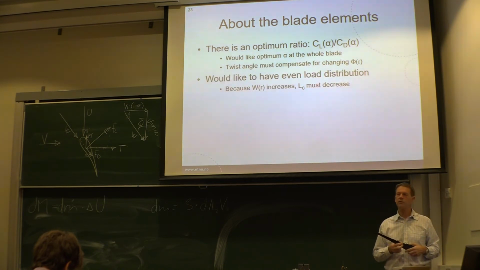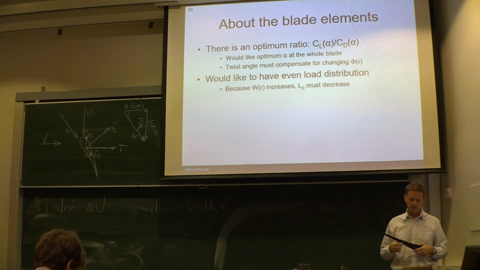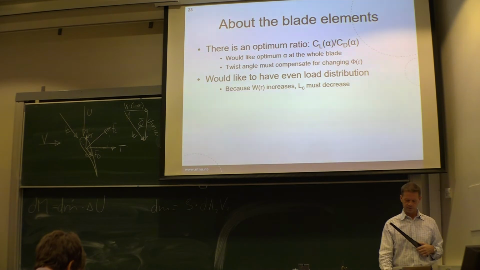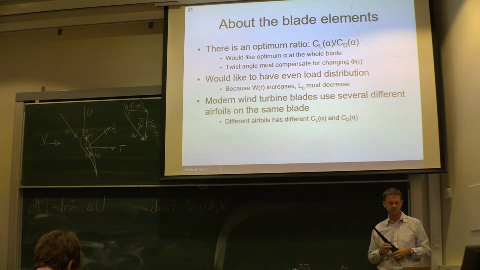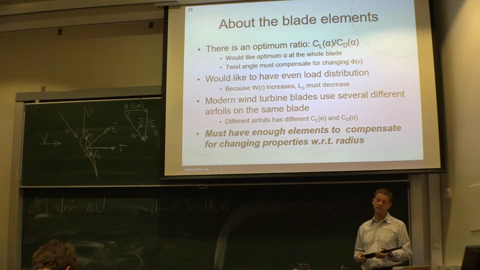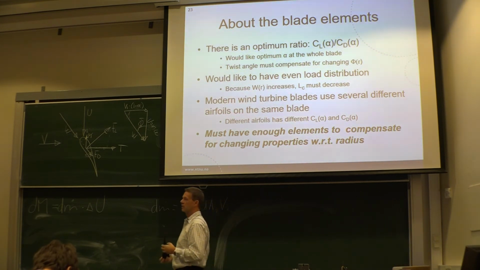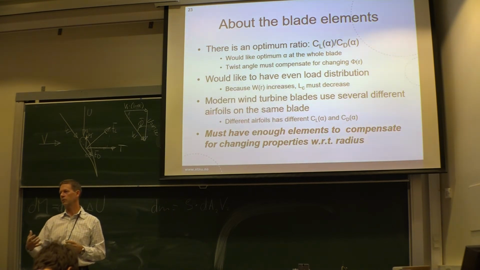We would like to have an even load distribution. And since the rotation velocity changes over radius, the chord length will change. I really would like to encourage you to choose one airfoil at the first run, and choose one optimum CL over CD, so that this is what you're aiming for in your iteration.